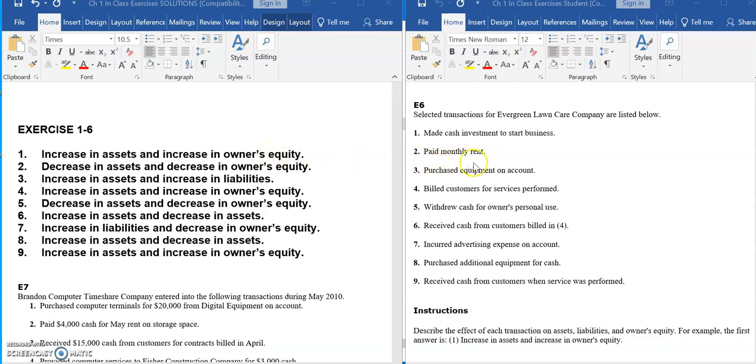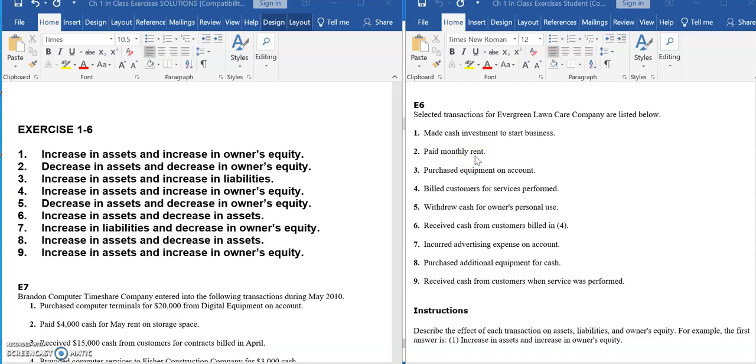Paid monthly rent. The company paid rent. They used some of their assets to pay it, presumably cash. Thus, there was a decrease in their assets. Something else had to have happened. When they paid the monthly rent, the payment was made for a cost of doing the business, an expense. Thus, they paid an expense, rent expense.